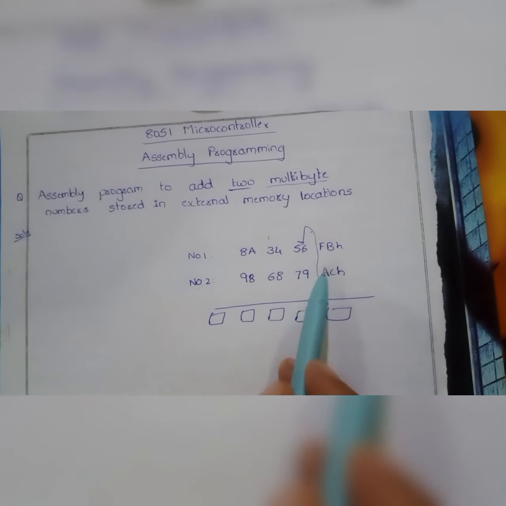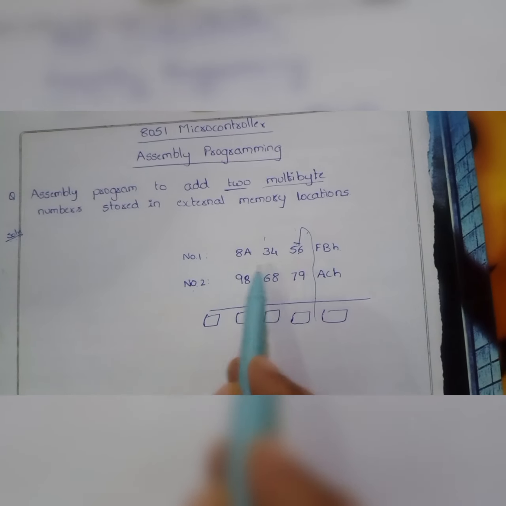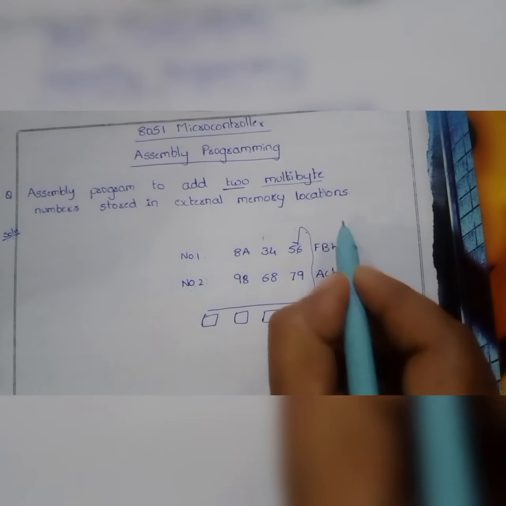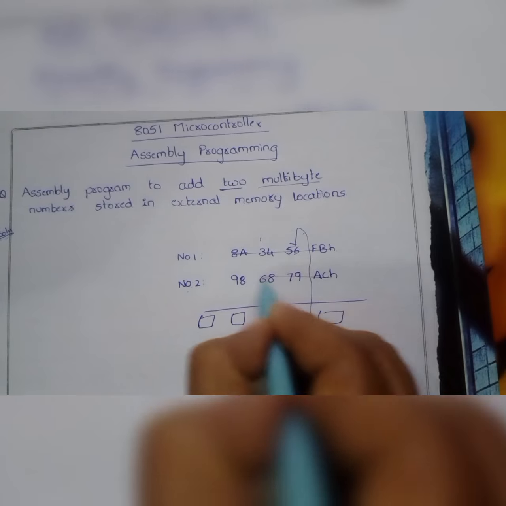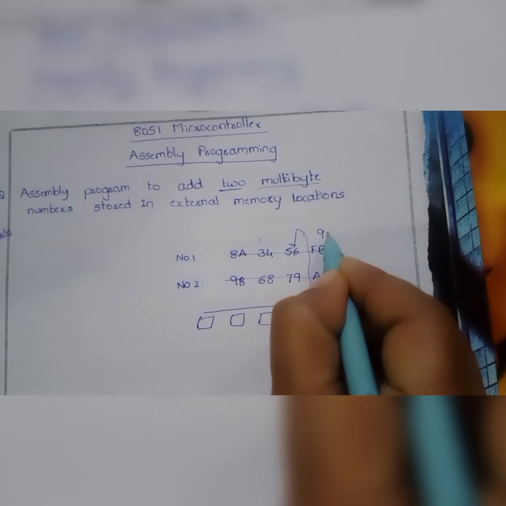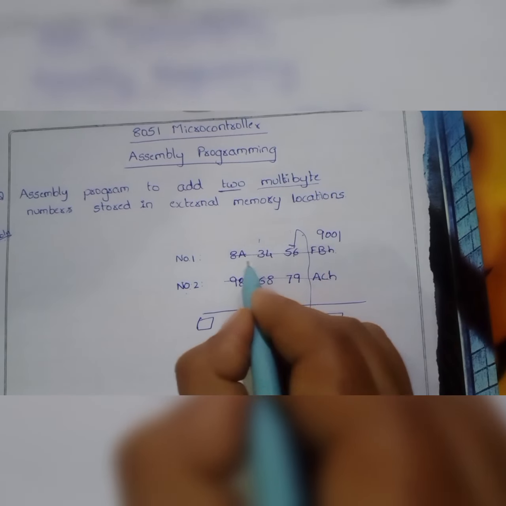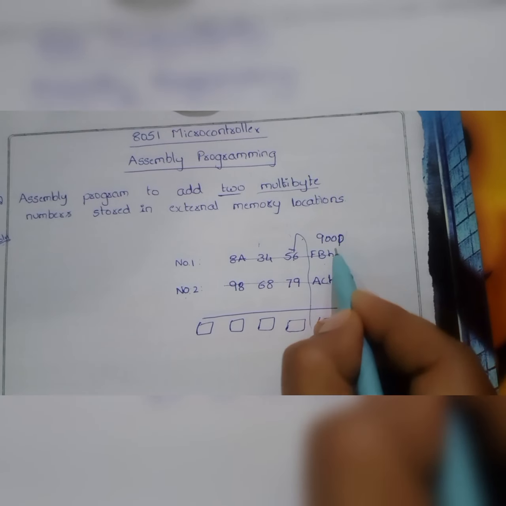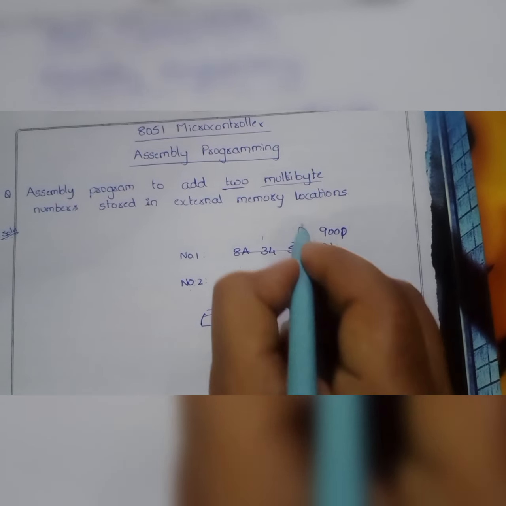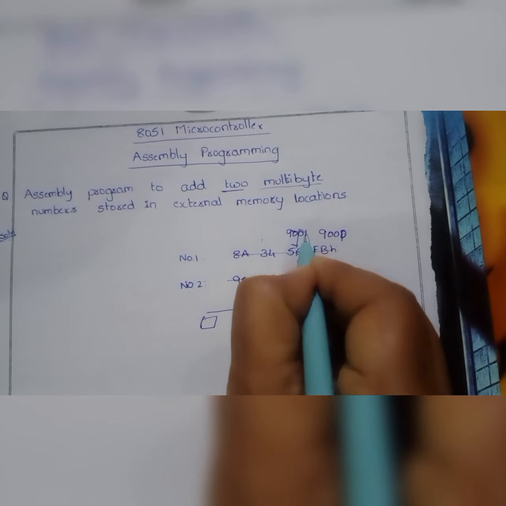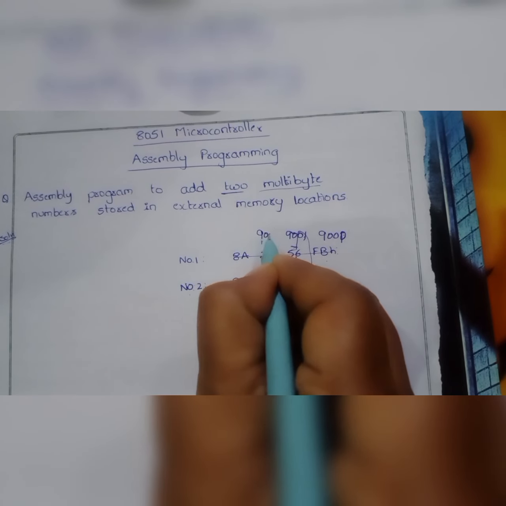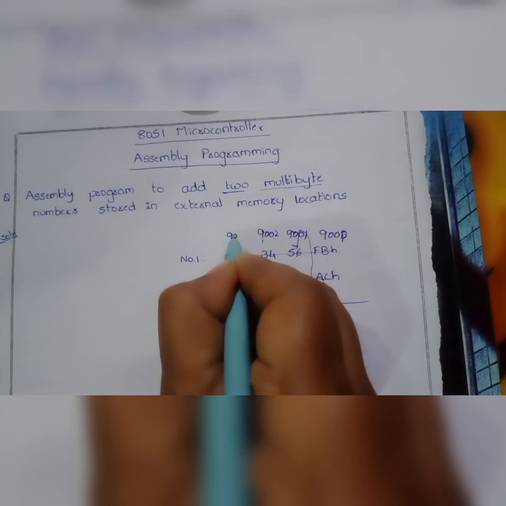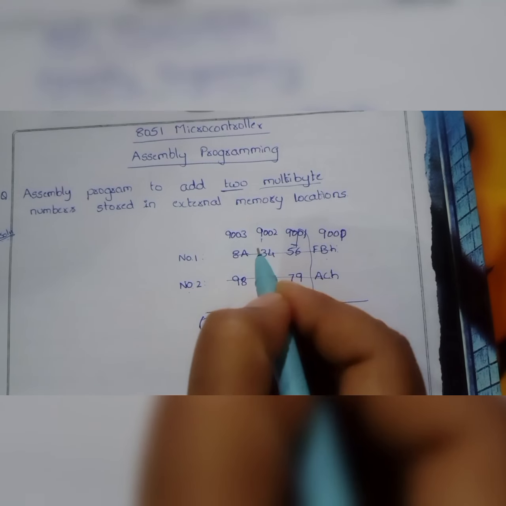So rather than taking the examples directly, let us consider that whatever the numbers may be, they are stored in the memory locations like this. The first number's least significant byte is stored in the memory location 9000. The next byte is stored in 9001. The next byte is stored in 9002. The next byte is stored in 9003.